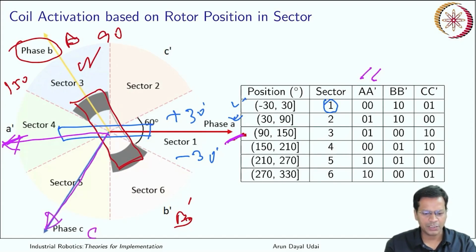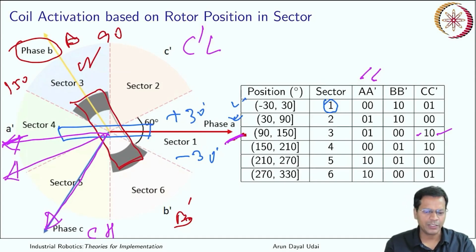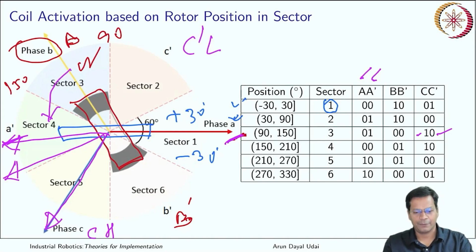That means C is high, C bar is low. C is high, C bar is low, okay. So C is high, C bar is low, got it? So this is how I am trying to create it. Effectively it will create a next moving target. This will create a resultant field which is somewhere here. So this will pull my rotor to the next sector. So this is how I keep on changing my targets.